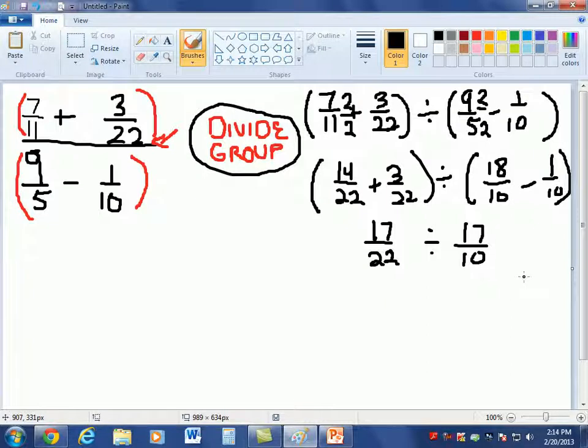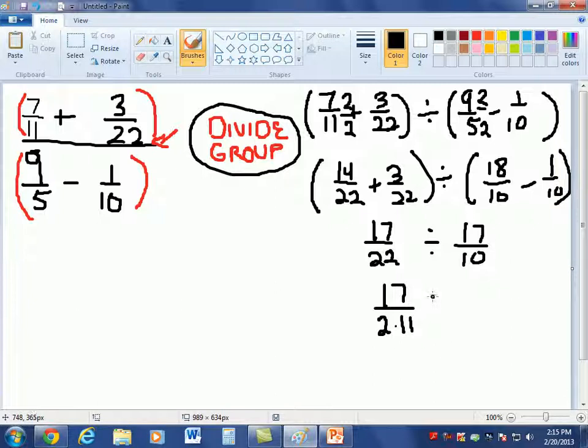What do we do when we're dividing? Factoring things seems like a good idea. So I know this 17 is just 1 and 17, so 17 is prime. But 22 becomes 2 times 11. That may or may not be useful for us.